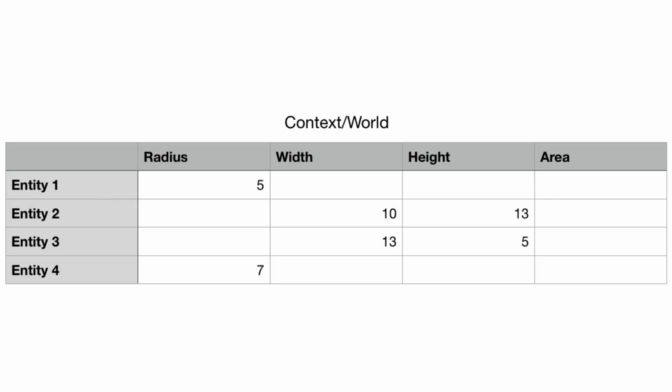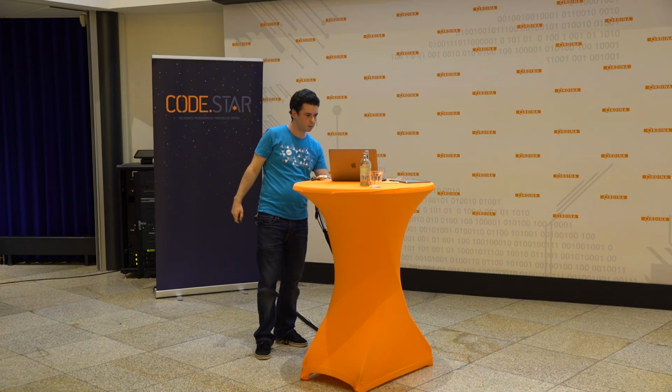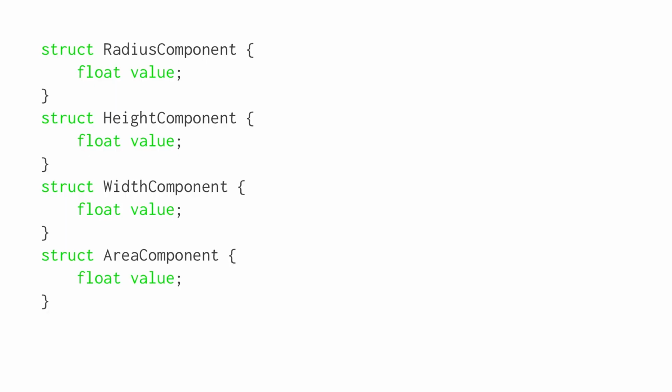And then you can see that I have this area column and it's empty. This is kind of a pseudo implementation in C# again. How do I achieve it? I have a radius component, a height component, a width component, and an area component, and they just have float values. This is how I represent this stuff, right?